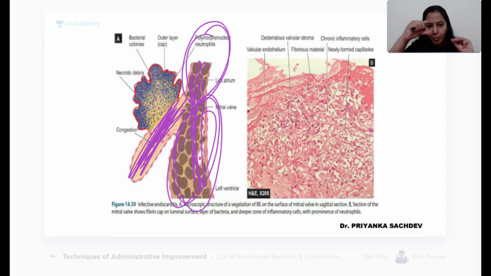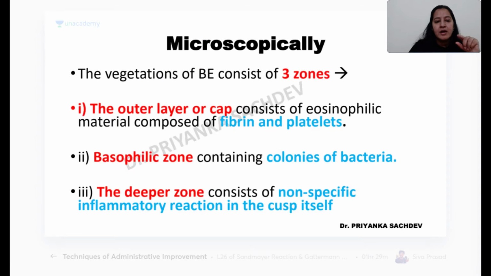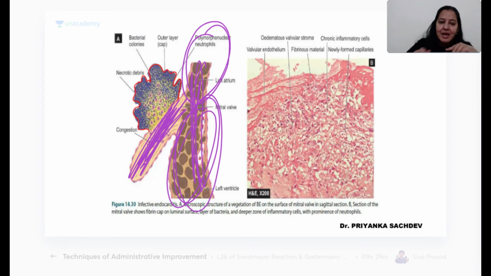This vegetation has 3 zones. Zoom it out and see the 3 zones. I have drawn a red colored marking. Can you see a red colored marking there? So the outermost zone is the red color zone. That red color zone is known as the cap. It is made up of fibrin and platelets. The outermost zone, the red colored zone, is the cap made up of fibrin and platelets.